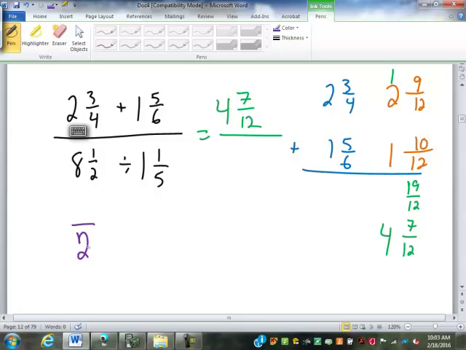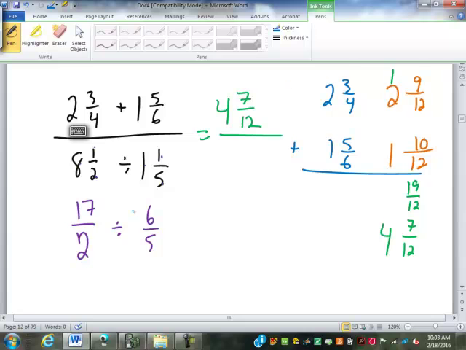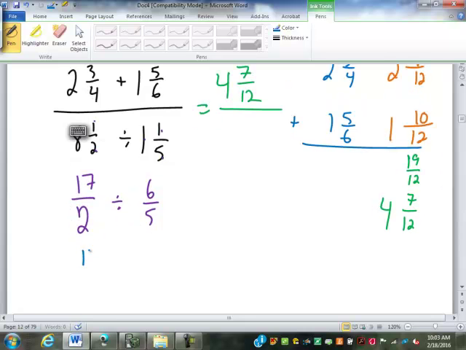So this is going to be how many halves? Yep, 8 times 2 is 16, plus 1 is 17/2. This is going to be 6/5. It's tempting to cross cancel, but we can't. We got to do the reciprocal first. So 17/2 times 5/6. And now, unfortunately, we cannot cross cancel. So 85/12.